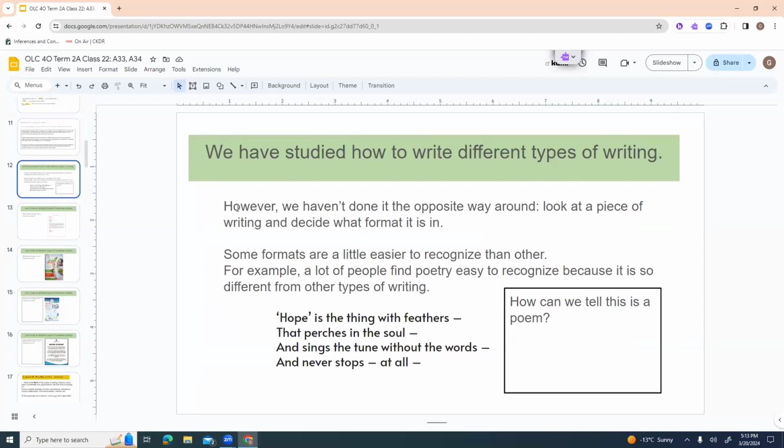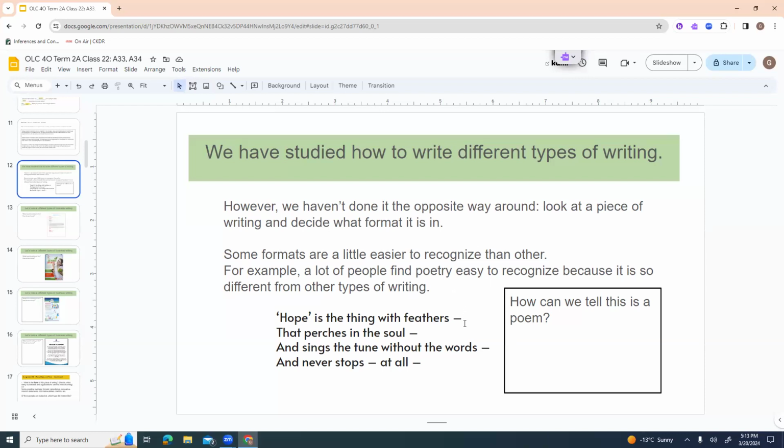Okay, so we've studied how to write different types of writing. However, we haven't really done it the opposite way around, like what they're asking us to do now, which is look at a piece of writing and decide what format it's in. Some formats are a lot easier to recognize than others. For example, a lot of people find poetry easy to recognize because it's so different from other types of writing.